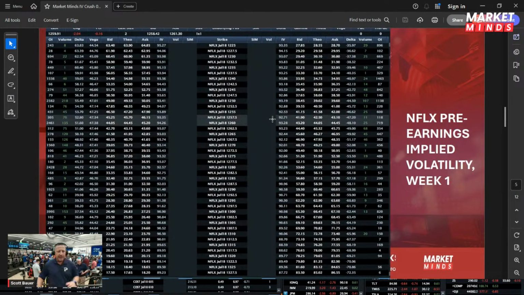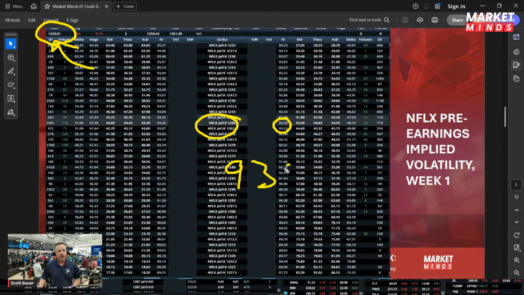Okay. Let's take a look here, everybody. And hopefully this isn't too hard to see. These are some charts I pulled from Netflix. When I did this, the stock was trading 1260. So if we look at the money implied volatility here, 93%. Whether it's at the money or the out of the monies, it is highly, highly elevated.